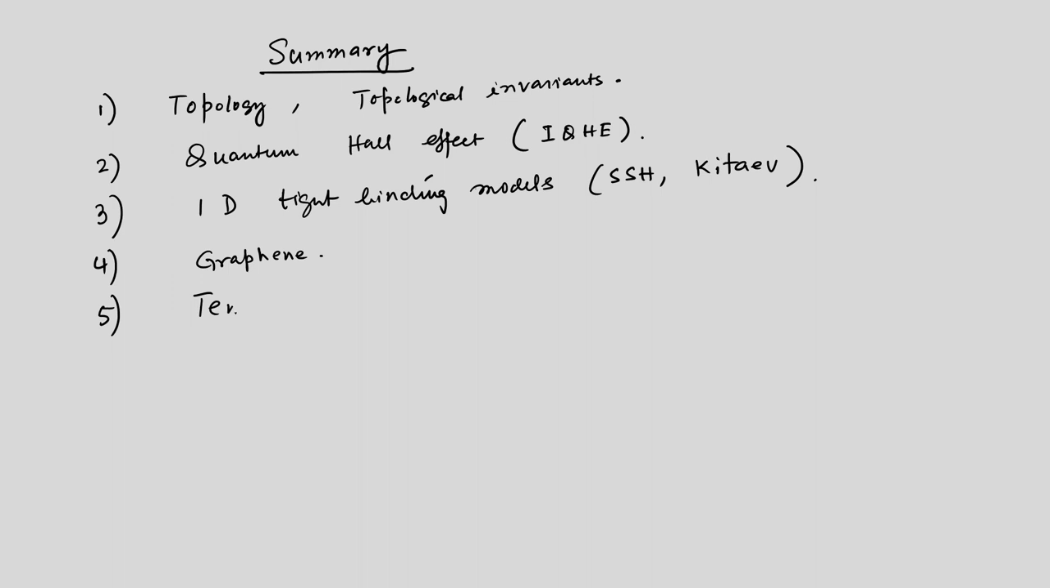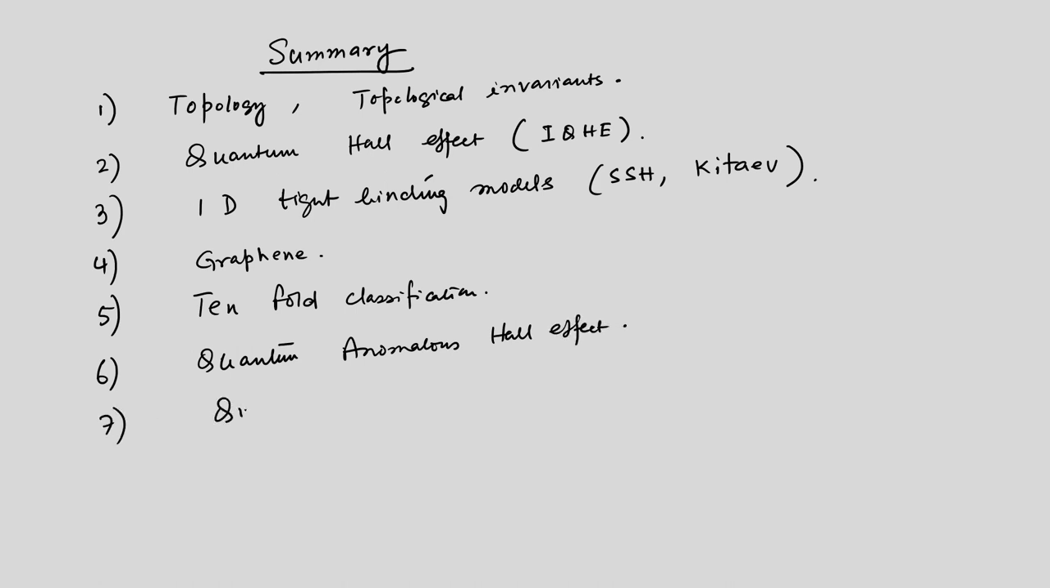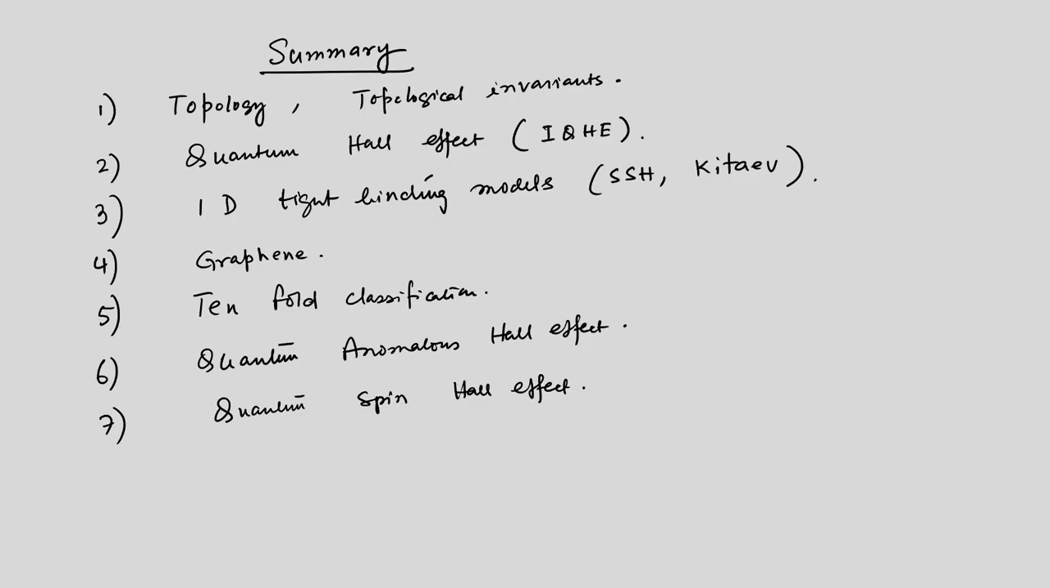Then we have looked at the tenfold classification, and we have looked at the quantum anomalous Hall effect and the quantum spin Hall effect. In each of these cases, the tenfold classification aids us in understanding the topological invariant depending on the symmetries that are present in the system. These symmetries are categorized as T, C, and S, where T denotes the time reversal symmetry, C is the charge conjugation symmetry, and S is the chiral symmetry, which is usually the product of the two.